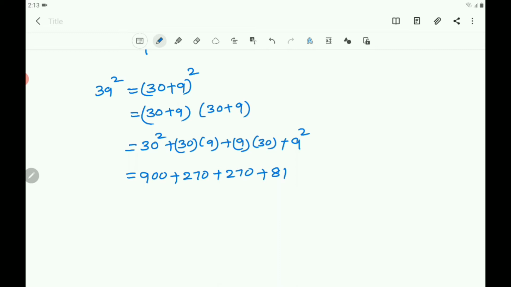Now you add 900, 270, 270 and 81. 0 plus 0 plus 0 plus 1 is 1. Then 0 plus 7 plus 7 is 14, plus 8 is 22. Carry 2 here. 9 plus 2 is 11, 11 plus 2 is 13, 13 plus 2 is 15. So you got 1521. That is, 39 square equals 1521.